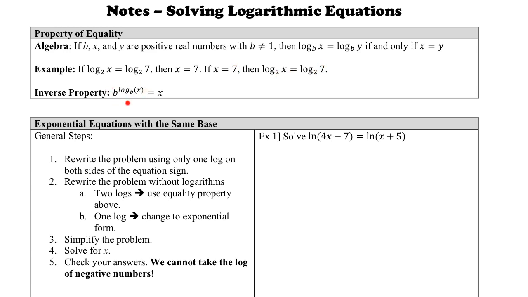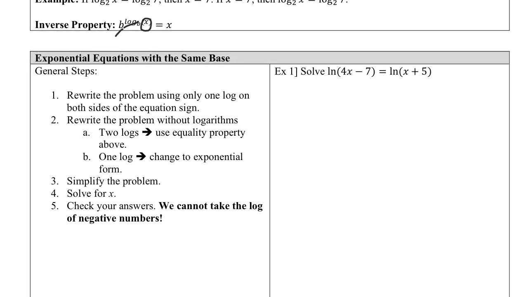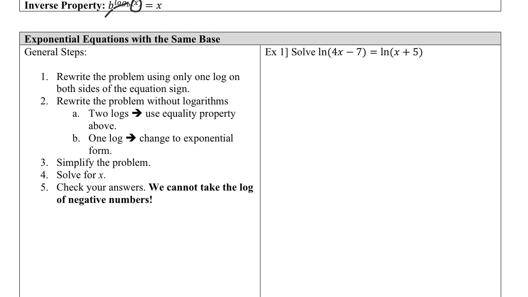If I have an exponent and the base is b and its exponent is log with that same base, then the base and the log kind of cancel out, and all you're left with is what the argument is. Whatever's inside, that's all you're left with. So let's solve some of these. Step 1, rewrite the problem using only one log on both sides of the equal sign.